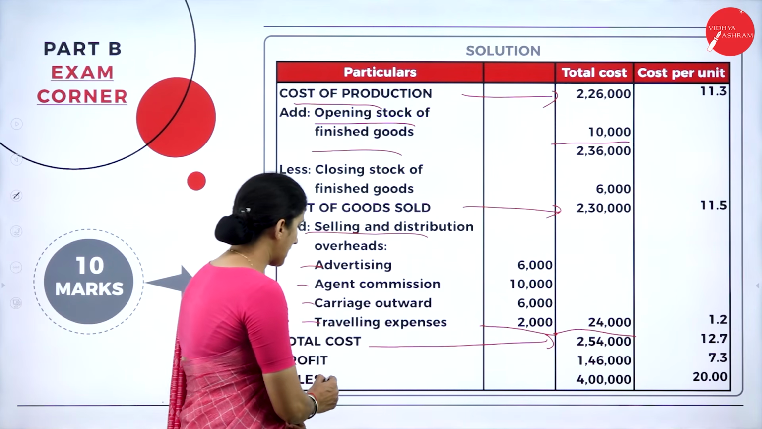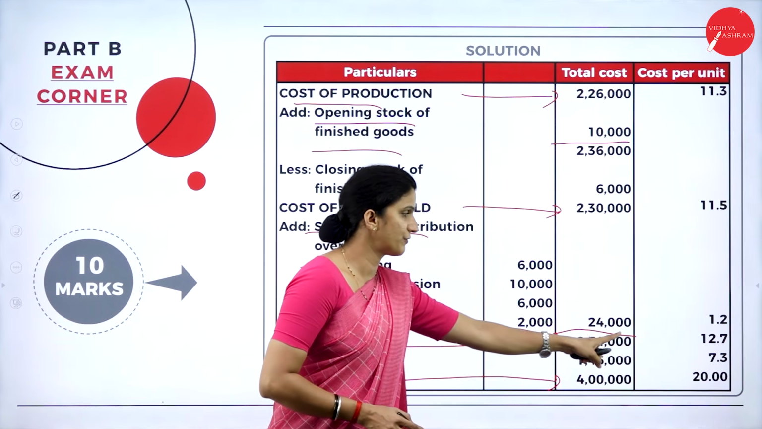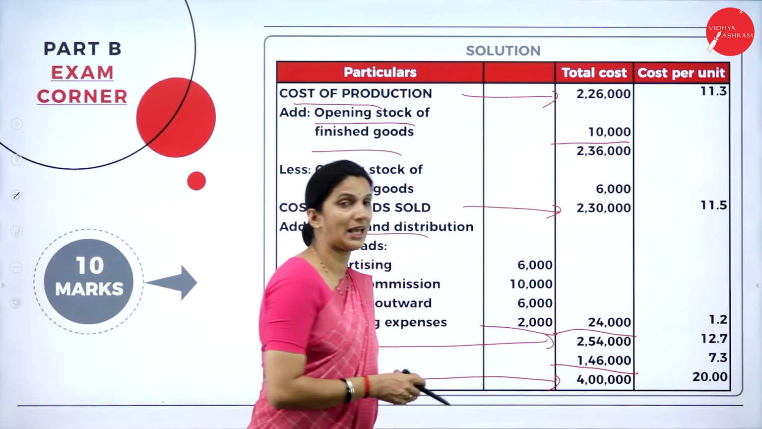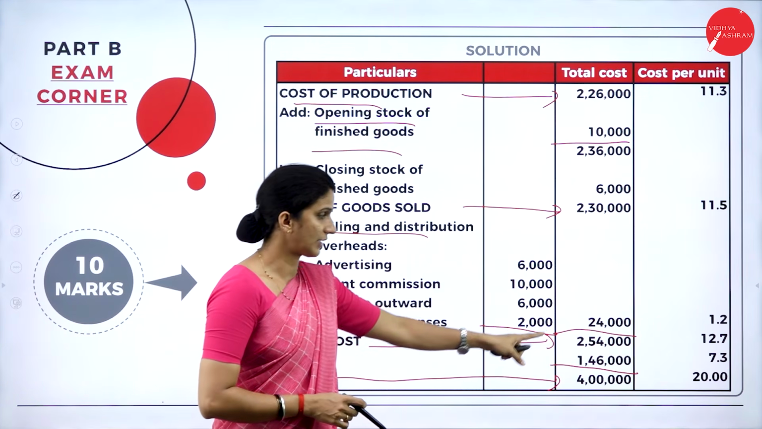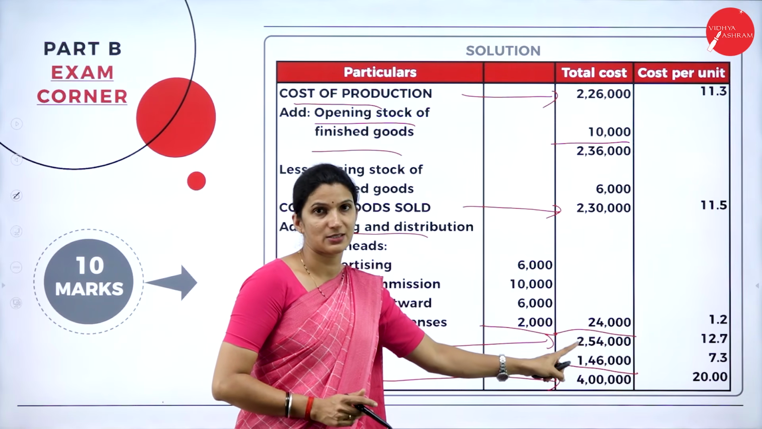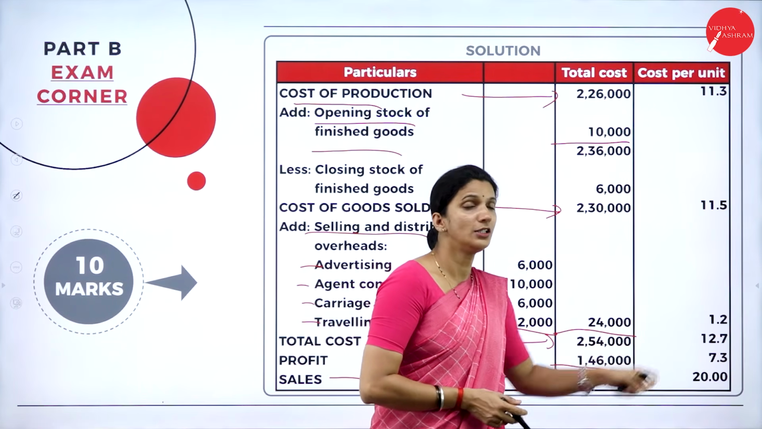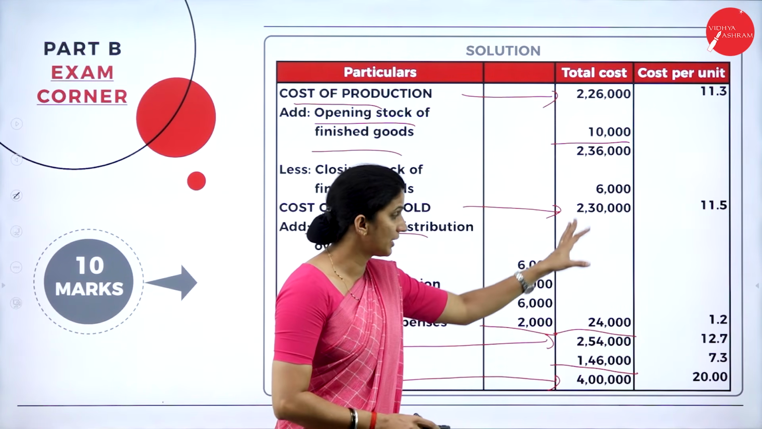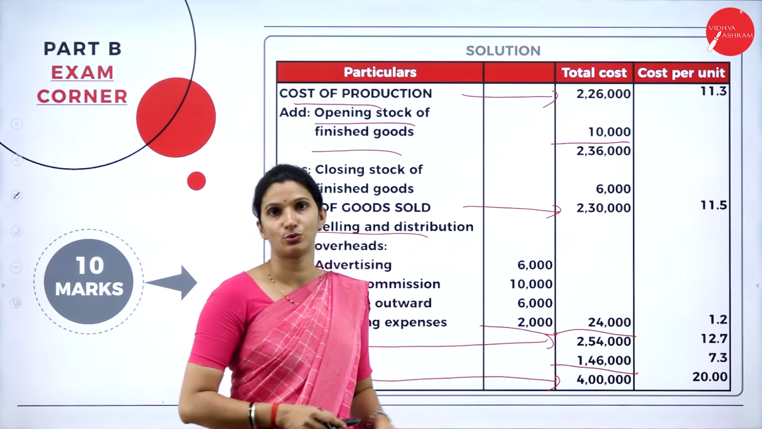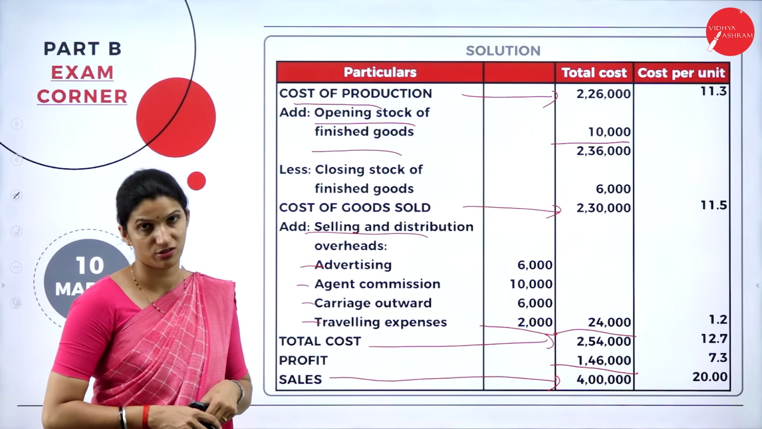Then we'll write the sales amount. It is given in your question. Sales is 4 lakh. So 4 lakh minus 2,54,000, your profit amount is 1,46,000. That is the difference between the sales and the total cost. And for each element we need to calculate the per unit also. Simply your total cost divided by the number of units, and we will get the per unit rate. So this is how we need to prepare the cost sheet.